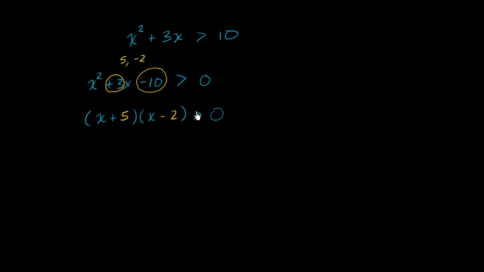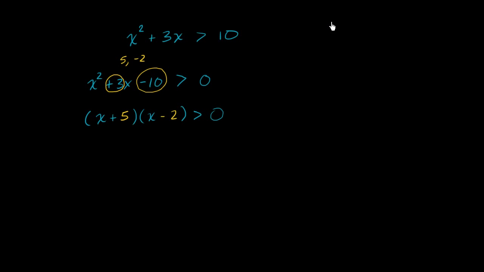Now, if this was an equality here, we would say, okay, well, how do we get this equal to 0? If either of these things were equal to 0, then this entire expression would be equal to 0, because 0 times anything is 0. But we don't have an equality here. We have a greater than symbol. So let's think about how we could reason through this.